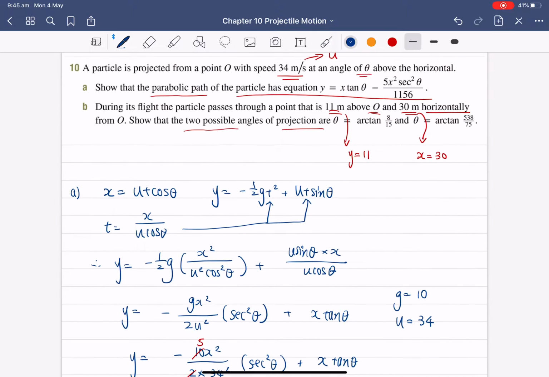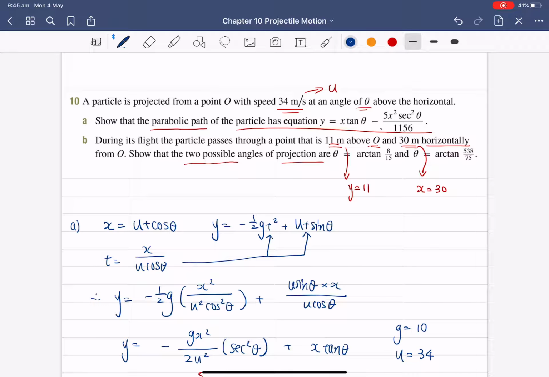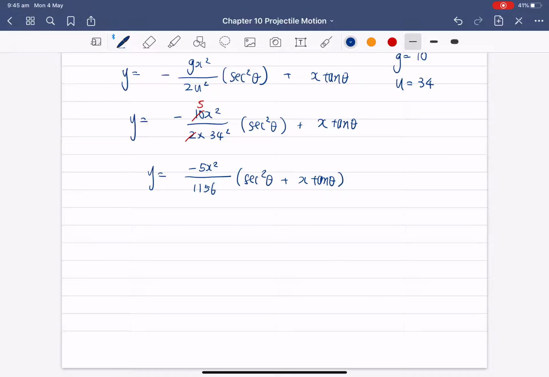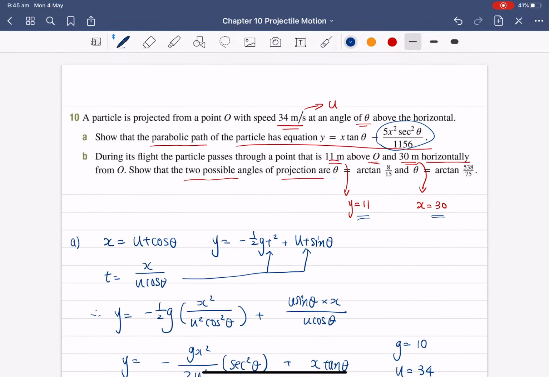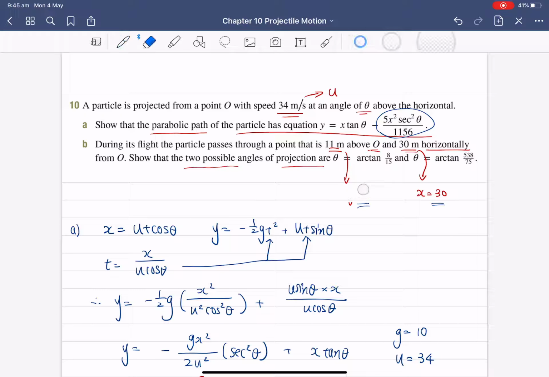So let's now compare the answers. Yep, our answer is correct. Now what we need to do is find the two possible angles of projection. We need to work out the angle of projection when x equals 30 and y equals 11, so we'll just do a substitution. We're going to sub x equals 30, y equals 11 into this formula here, and hopefully we can prove the answer is the correct one, which is theta is arctan 8 over 15 and arctan 438 over 75.